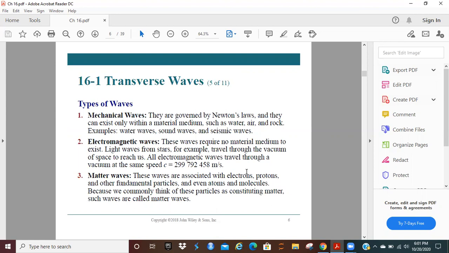Matter waves. This is going to be the third type of wave. So these waves are associated with electrons, protons, and other fundamental particles, and even atoms and molecules. Because we commonly think of these particles as constituting matter, such waves are called matter waves.